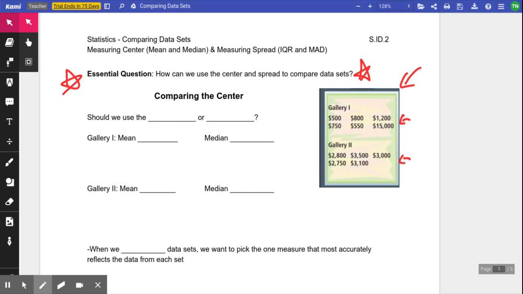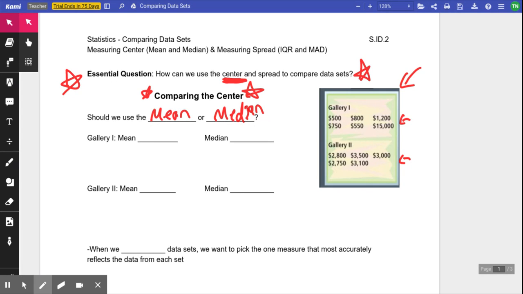So in order to compare the center of data, we really have two choices, right? Should we be using the mean or the median? Both of those things help us create a center for our data, but we need to know which one is more appropriate to use and in which circumstance. So the first thing I want to do is find those numbers for Gallery 1 and Gallery 2, and then we're going to take a deep dive into which one makes the most sense here, okay?